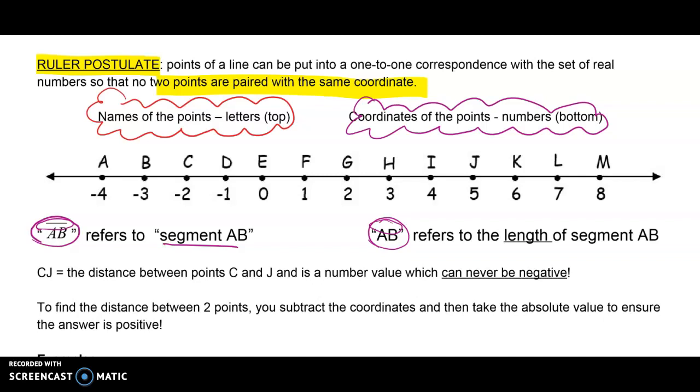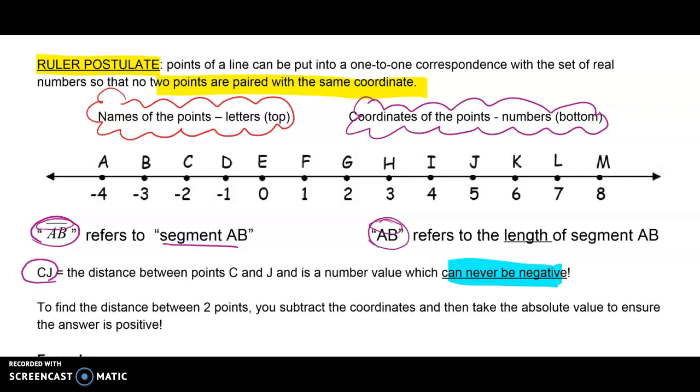It's important to note that if we talk about the length of CJ, the distance between points C and J will be a number value, and that number can never be negative. And that's because it's a distance, right? So your distance is never negative. You can't walk a negative space. You only walk a positive space.